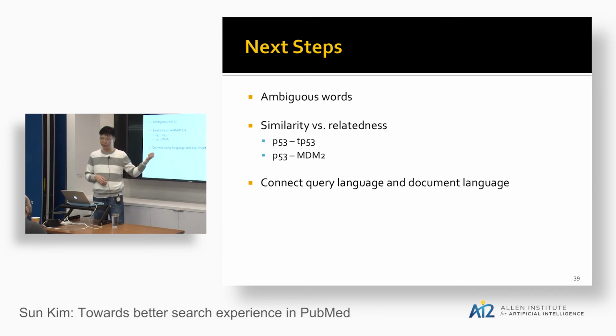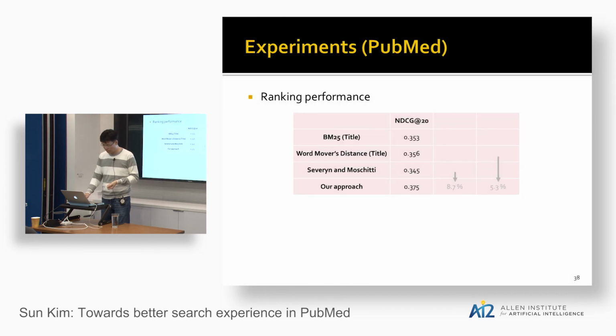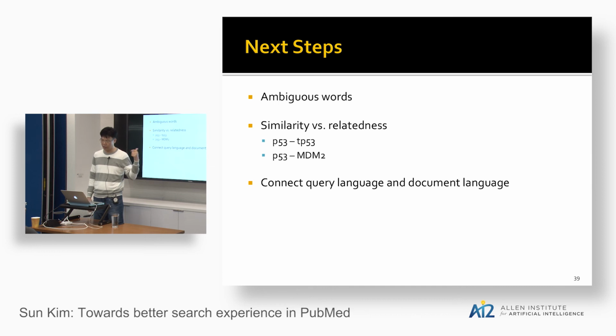The thing is that these two are not synonyms. They are closely related, but not synonyms. MDM2 is a negative regulator of P53. Some people may try to find documents with MDM2, but I quite doubt that. So distinguishing between similar words and related words is a huge issue. The last one, which I mentioned before, is flu shot versus influenza vaccine. People use different language in queries, and authors use different language in documents. So how to connect them is a very important question we have to answer.